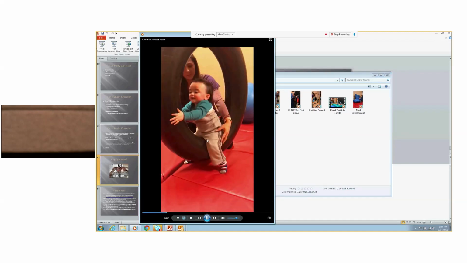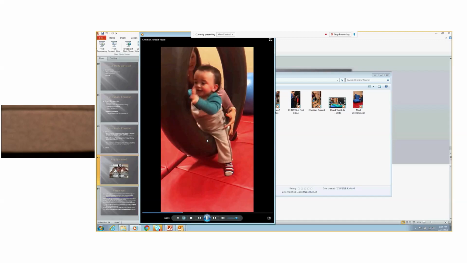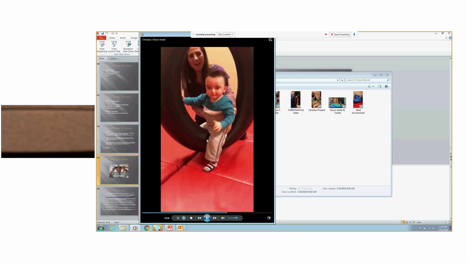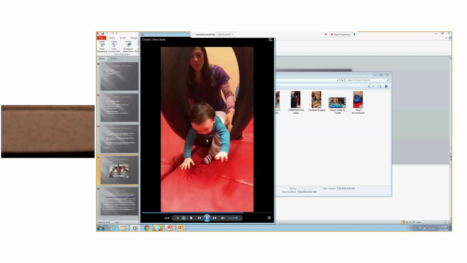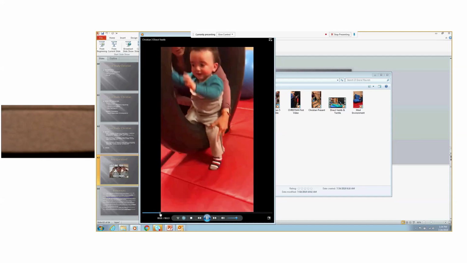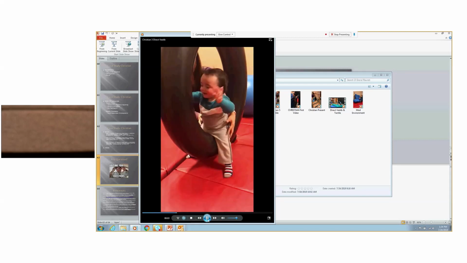So this was a couple weeks later. I put him on the tire swing, giving him opportunity again for that vertical, but this time it was more active. He's having to put more through his, and there he goes. So there's that.